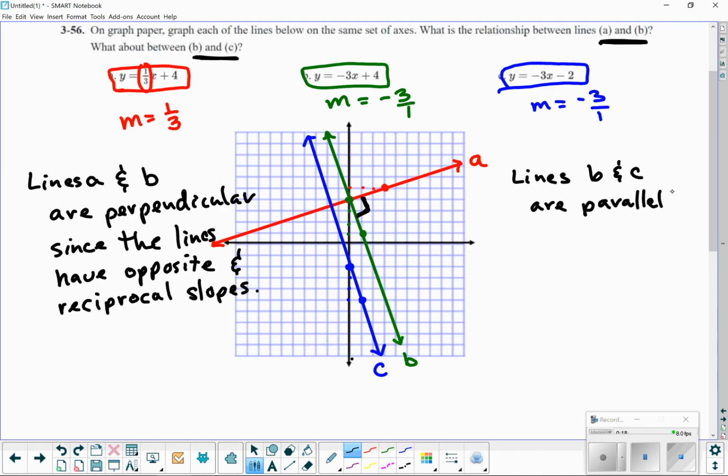How do we know that? Well, since the lines have the same slopes.